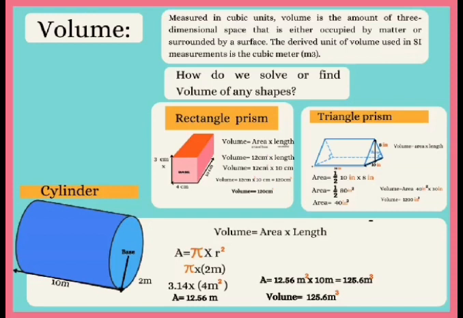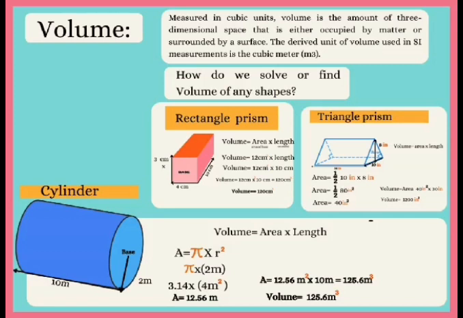So what about the triangle prism? First let's find the area, where the base is 10 inches and the height is 8 inches. So 10 inches times 8 inches is equal to 80 inches squared. So what we will do next is take 1/2 of 80 inches squared, which is 40 inches squared. So we just divide it by 2. So it becomes 40 inches squared.